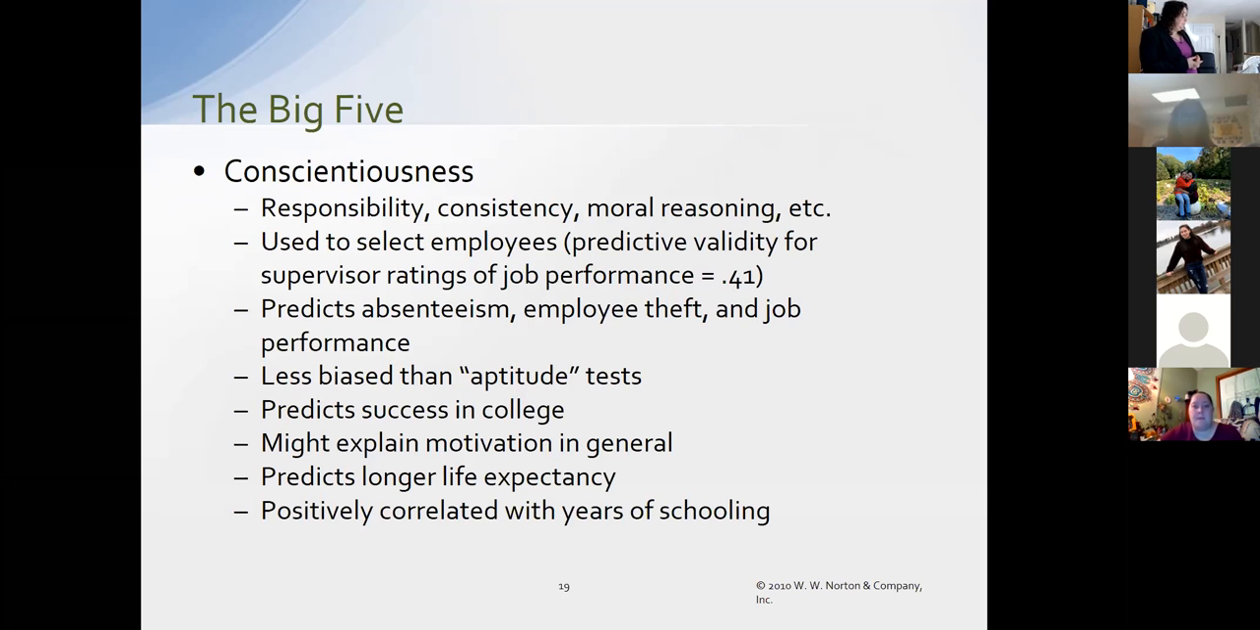It predicts success in college better than the SAT and actually better than high school GPA. So I'll say that again, because this often shocks people. Just where you are in the trait of conscientiousness predicts how well you'll do in college better than your SAT scores and better than your high school GPA. And that makes sense, right?